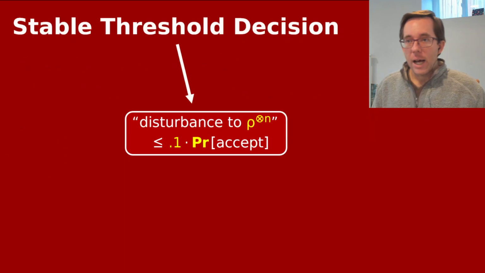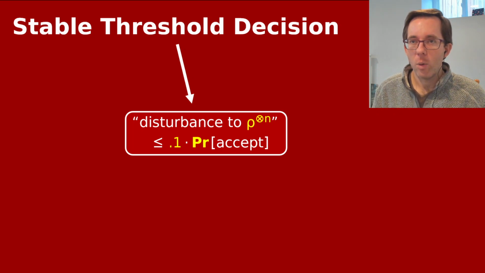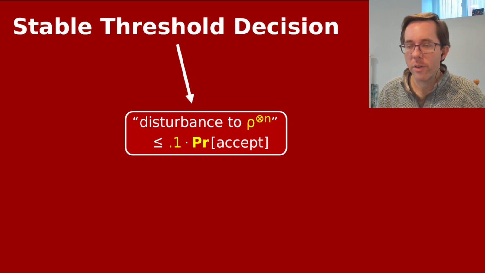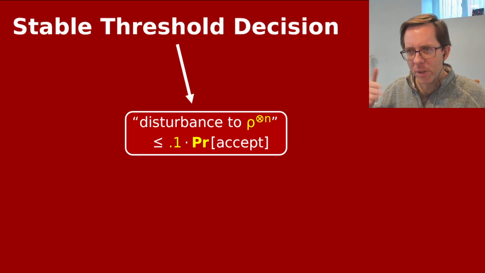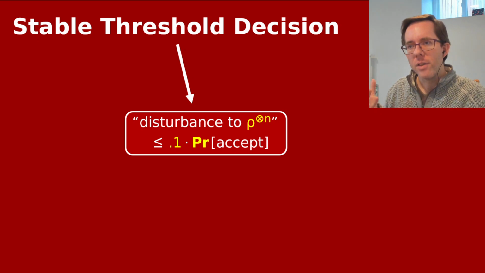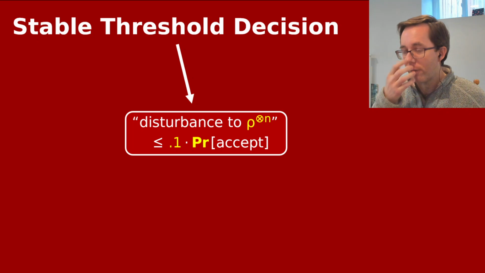Okay, so this brings us to the third part of the algorithm, what we may call the stable threshold decision problem. We call it that because you want to make this threshold decision about whether rho's expectation value is bigger or smaller than a half, and you're willing to make that decision with some tolerance, up to a quarter even. But you want this decision to be done in a stable way, such that the disturbance to your state is small, even compared to the probability of you accepting.